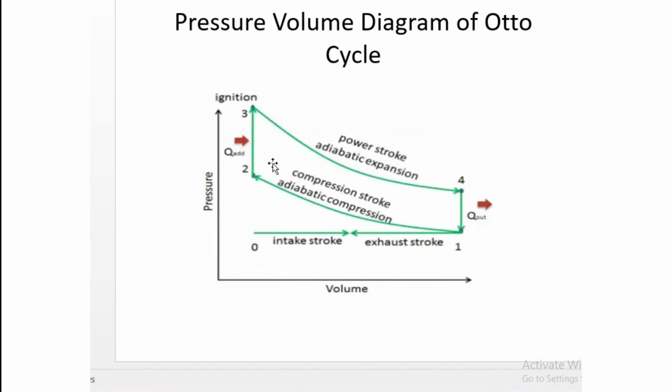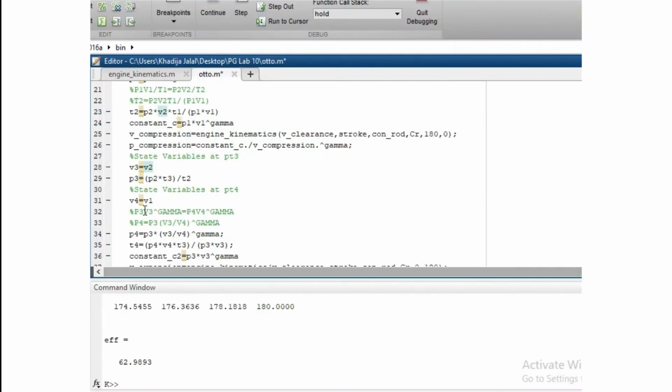You can see here from the graph that from state 2 to 3 the volume remains constant. It means that we have already calculated V2, so V3 is also equal to V2. So I have written down V3 is equal to V2, and P3 can be found by the relation P3 by T3 is equal to P2 by T2. So by using this relationship we will find the pressure at state 3.